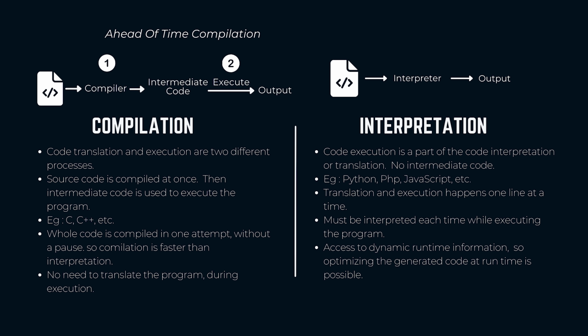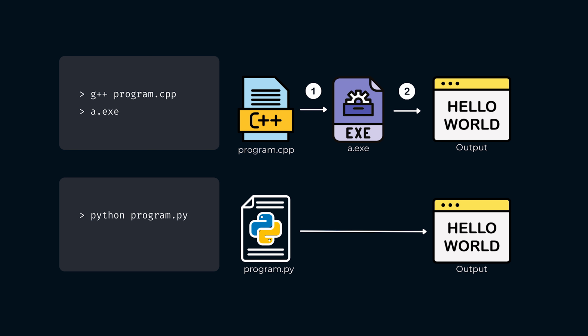Now let's talk about interpretation. It is a single step process. To be precise, in interpretation, code execution is a part of code translation. No intermediate code is created. For example, languages like Python, PHP, even JavaScript come under interpreted languages. But there are some corrections to make, which I will explain in a bit. Now consider this Python program. It is getting executed with a single line of command.